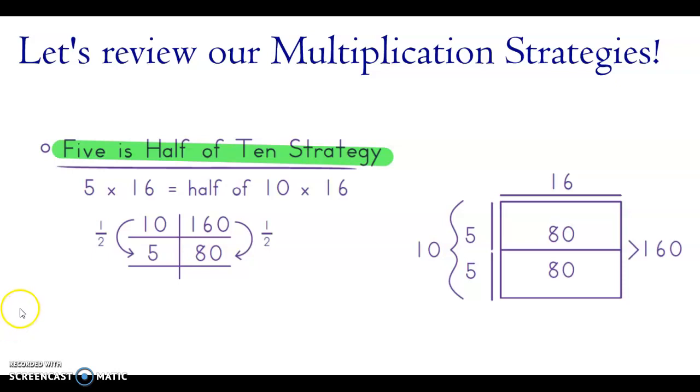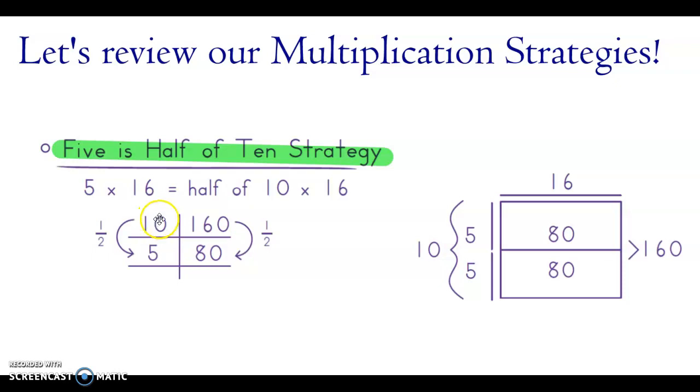So now it's time to review some of our multiplication strategies. The first one we're going to talk about is the 5 is half of 10 strategy. We like our friendly tens, so we're going to use that to help us out with numbers, especially if you're multiplying 5 by an even number, because it's easy to split in half. So let's look at the ratio table part first.